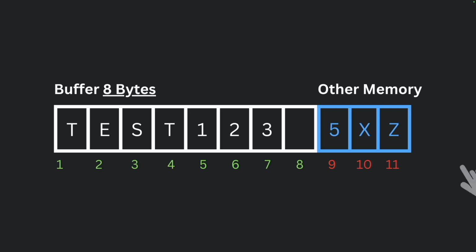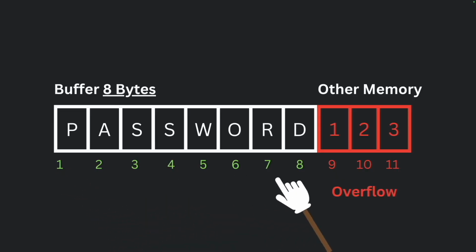Say we have this buffer space of length 8, which means that we can only store up to 8 bytes into this memory. Adjacent to it, we can see another memory location that stores other program-related data which must not be tampered with. We can see that the string test123 can easily fit inside our buffer. But what happens when we try to store something into the buffer which is larger than 8 bytes? We overflow into the next memory location, and this can cause a lot of trouble.